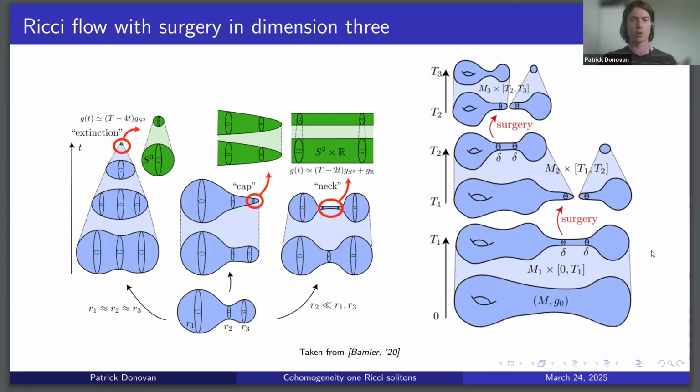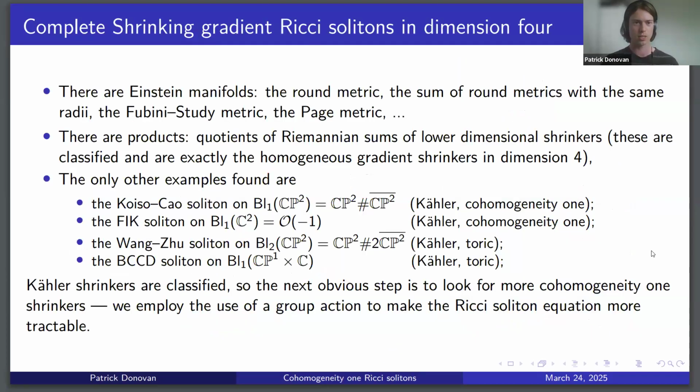The question is, can we keep doing this? Can I do this in dimension 4 now? So let's just start with a simple case. What are the gradient shrinking Ricci solitons in dimension 4? Okay, of course we have the Einstein manifolds. Great. And then we have products. So we have things from lower dimensions that combine together to give me other things. There's not a big list for shrinkers. There's only 5 of them.